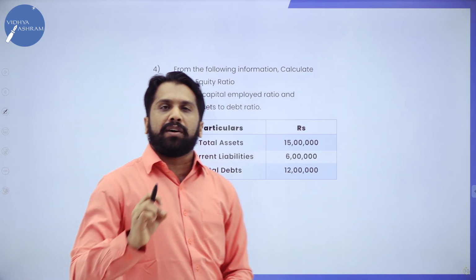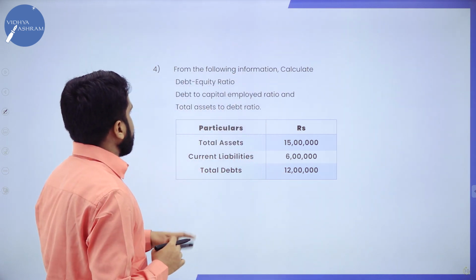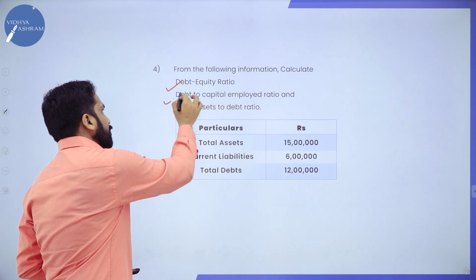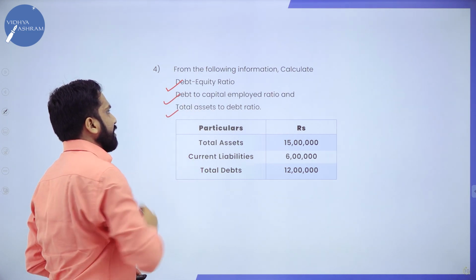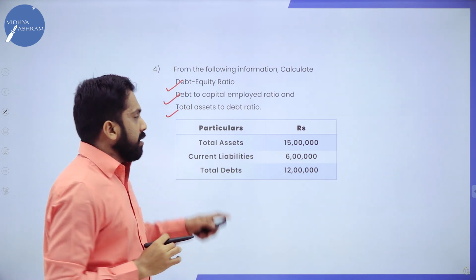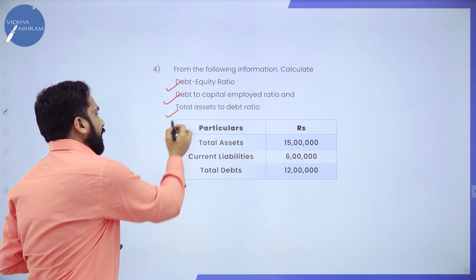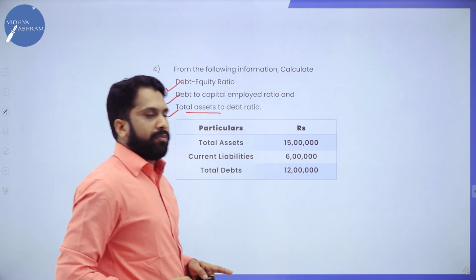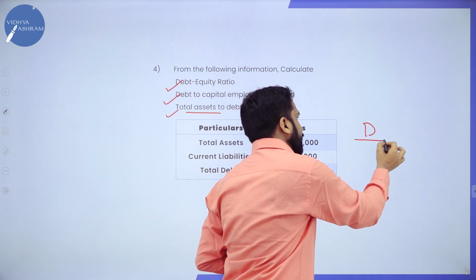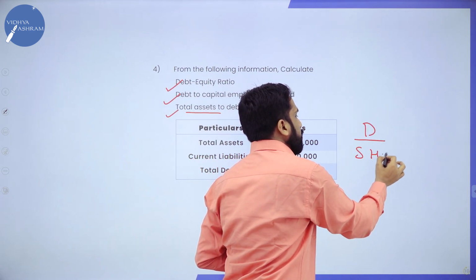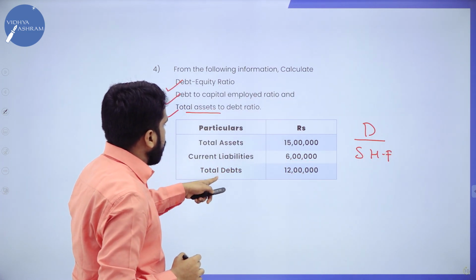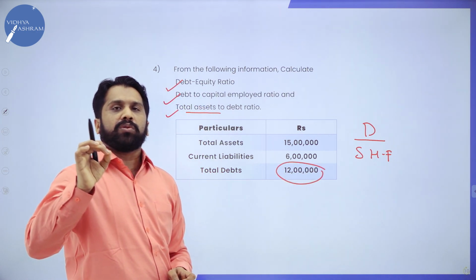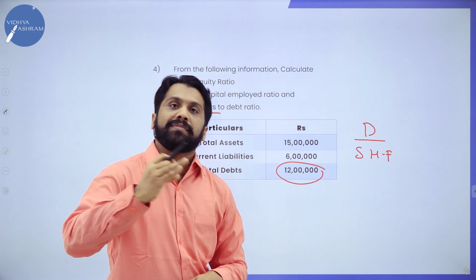The last problem of this session is where you have to calculate debt to equity, debt to capital employed, and total asset to debt ratio. These two we already calculated and there is a new thing. Now, debt equity, what is the formula? Debt divided by shareholders' fund. In this problem, what is the debt? They have given total debt. We don't want total debt. We want only long-term debts.